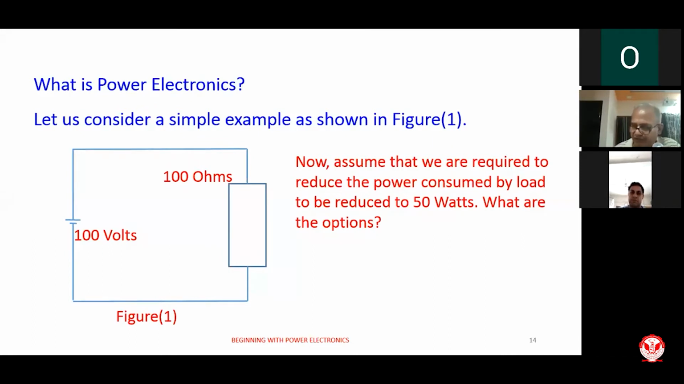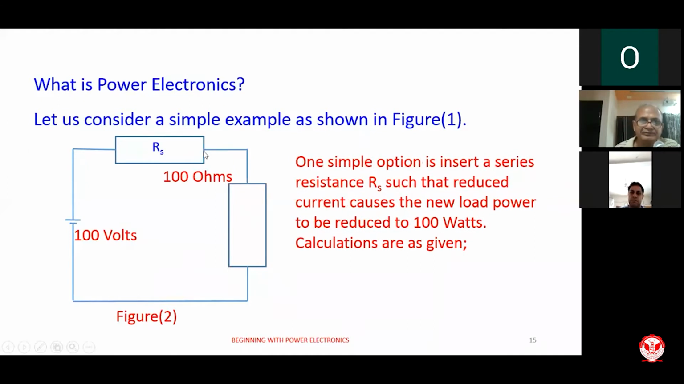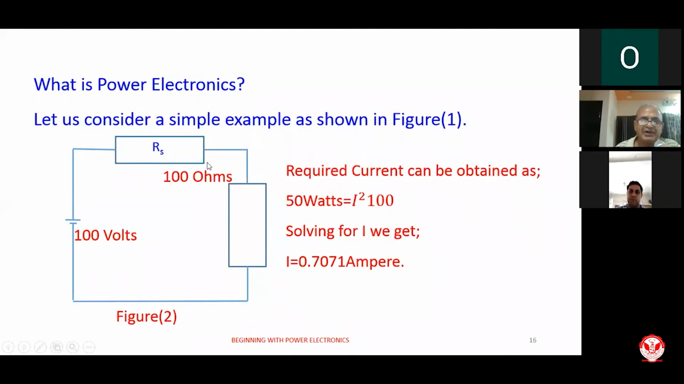What are the options available? So we can achieve this. First, let's say that I will insert a series resistance RS in series with the load resistance. The value of RS should be such that it reduces the current so that the resulting power dissipation is 50 watts. So the required current can be obtained as 50 watts equals I squared into 100 ohms. Solving this, we get I equal to 0.7071 amperes.